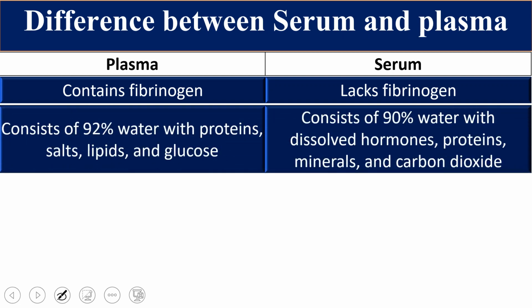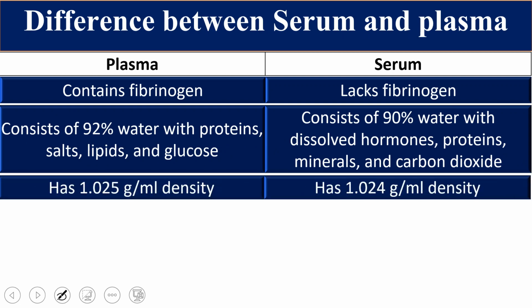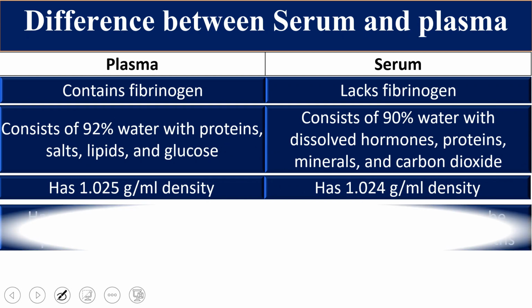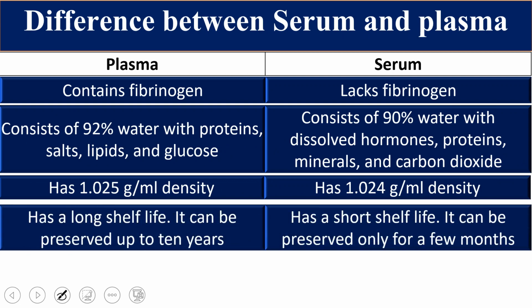Plasma roughly consists of 92% water, along with proteins, salts, lipids, glucose, and some other components. Serum consists of 90% water with dissolved hormones, proteins, minerals, and carbon dioxide. The difference is that in serum, proteins will be there, but no blood clotting factors. The specific gravity, that is the density, will be almost equal. Plasma has a density of roughly 1.025 gram per ml, whereas serum has 1.024 gram per ml.